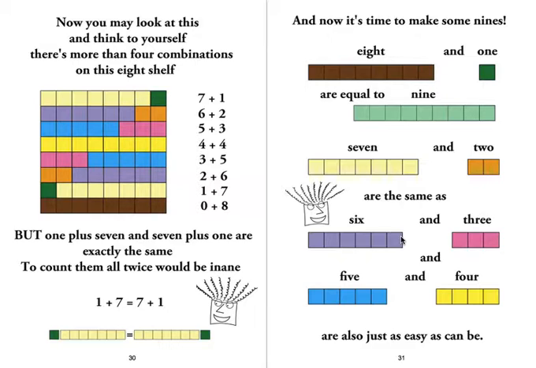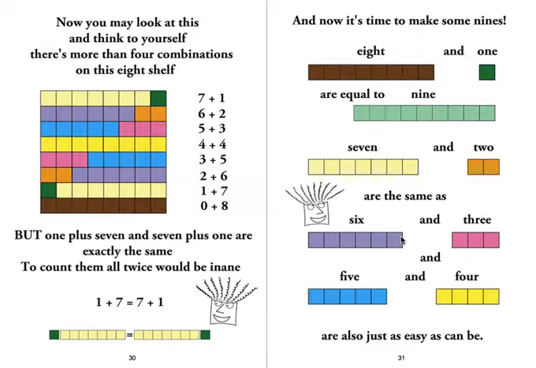So saying that 7 and 1 and 1 and 7 are two different combinations is a little iffy. You can, if you want to be maniacal like that, you can, but 7 and 1 and 1 and 7 are the same thing. It's very visually obvious to any little child.